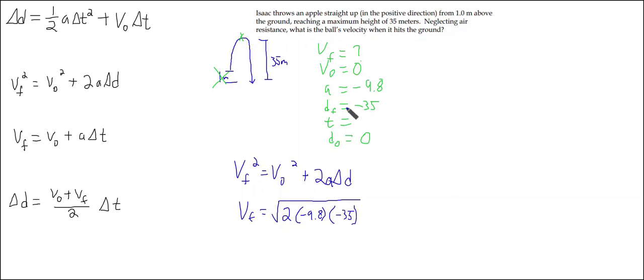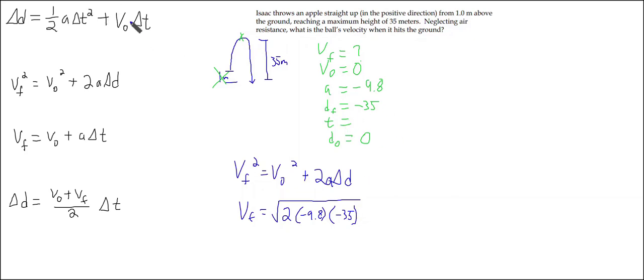Now, what happens if I had these flipped? What if I called this 0 and this positive 35? Then final minus initial is still negative 35. So you see, it doesn't matter how I wrote it as long as it was consistent with my diagram. The math works out the same.